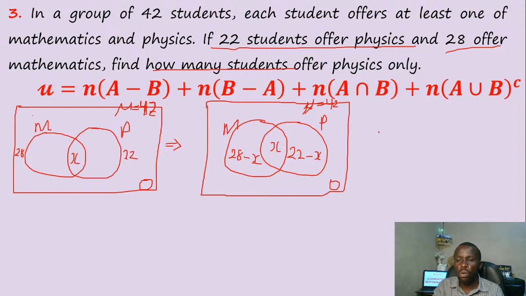Now, let's do our calculation down here. Our universal set is 42. You see that we have put everything inside. Immediately you put everything inside, you can start your calculation. 42 equals 28 minus X plus X, everything that's inside the two circles, you add all of them together: 28 minus X plus 22 minus X plus 0.